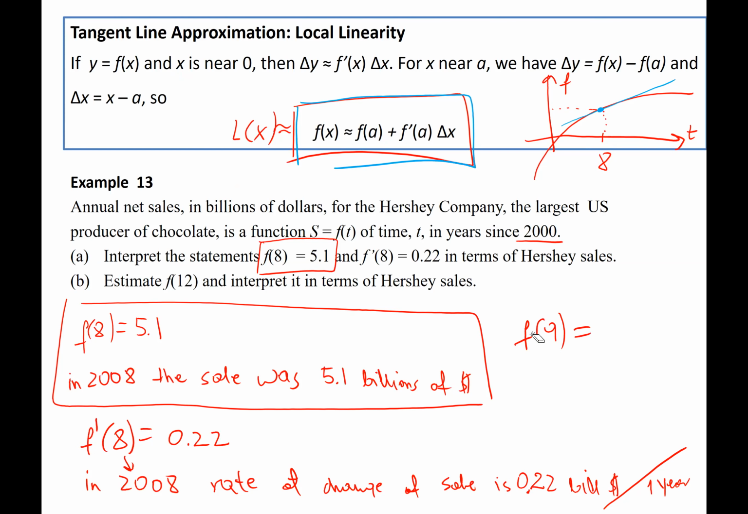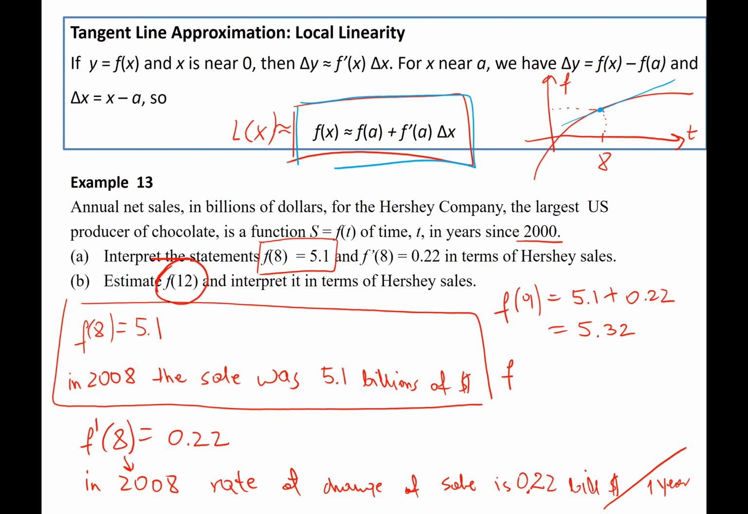What will be the f of 9? Oh, that's actually nice. What will be the value? What will be the sale in 2009? It's 5.1 plus 0.22. Really good. 5.32.